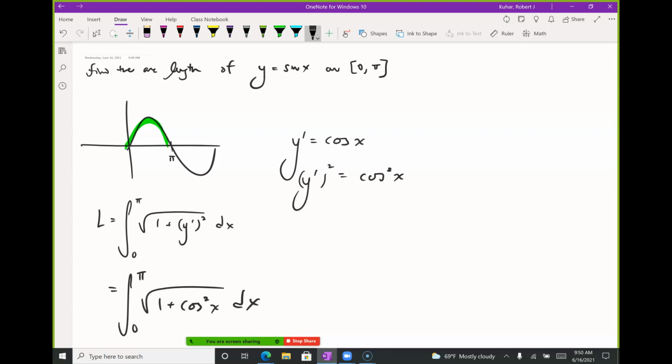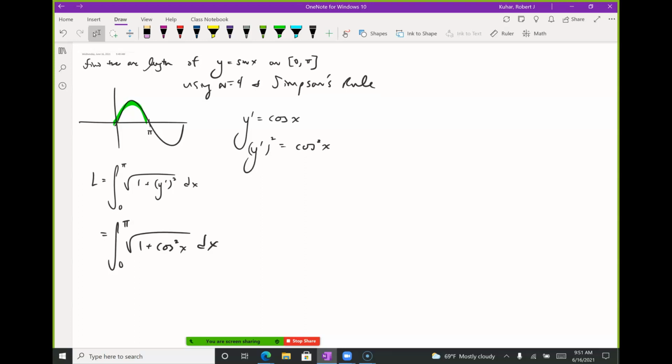I can't really do anything with that integral. So we're going to use Simpson's rule. Find the length using n equals 4 and Simpson's rule. So I'm going to start to estimate this particular thing, and I can write it down as delta x over 3. This is from memory, so please help me if I get it wrong.